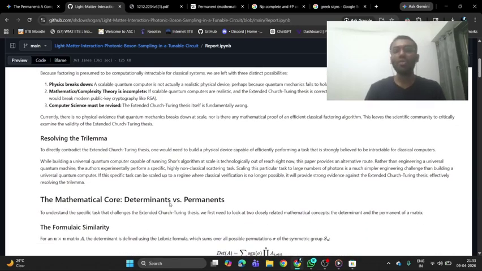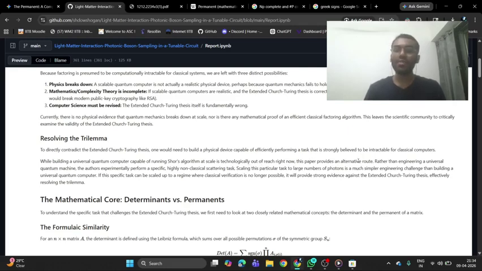Now, how do you resolve the trilemma? To directly contradict the extended Church-Turing thesis, one would need to build a physical device capable of efficiently performing a task that is strongly believed to be intractable for classical computers, while building a universal quantum computer capable of running Shor's algorithm at scale is technologically out of reach right now.